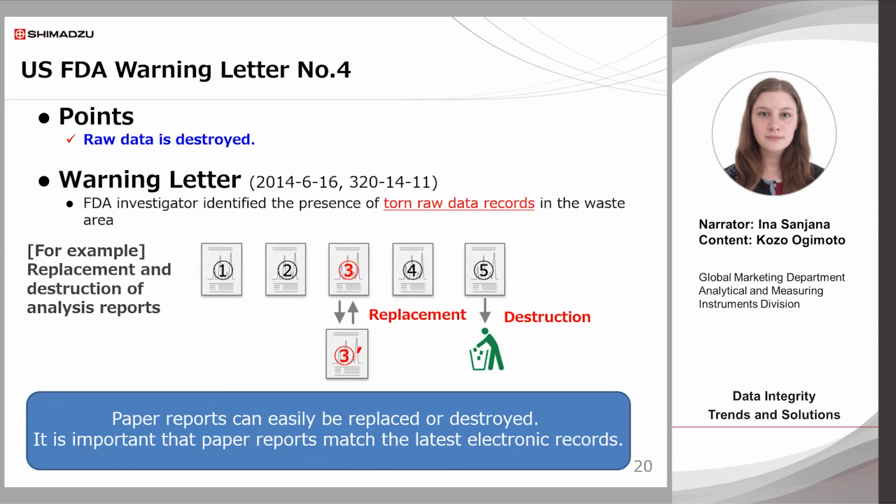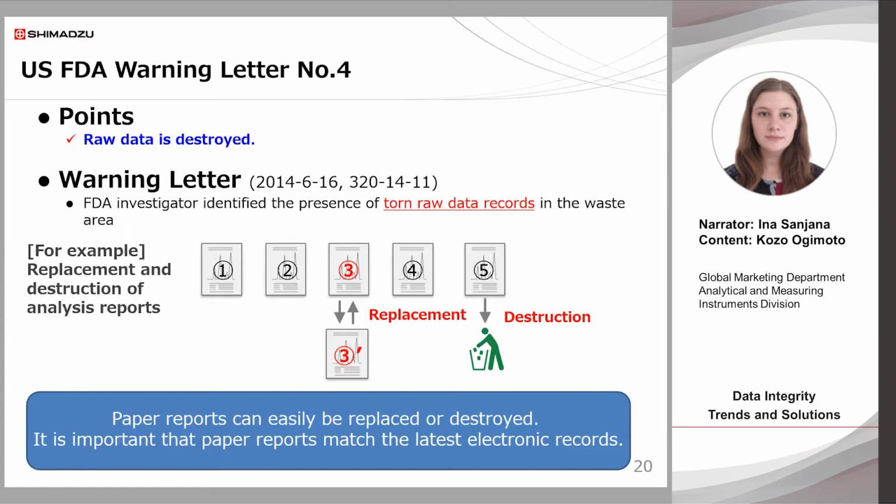In this last warning letter example, data has been replaced or destroyed, as shown in the diagram. This is clearly data manipulation and not acceptable under GMP. Because of advances in IT, it has become easier to manipulate paper records. For example, paper records can be scanned into a file and edited on a PC, then reprinted. It will then be impossible to distinguish manipulated results from the original results.